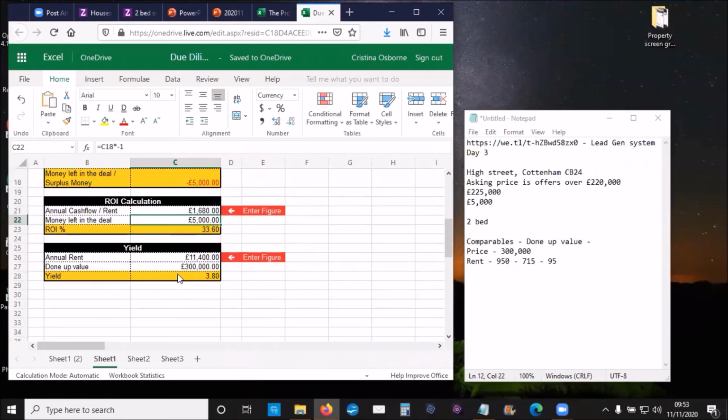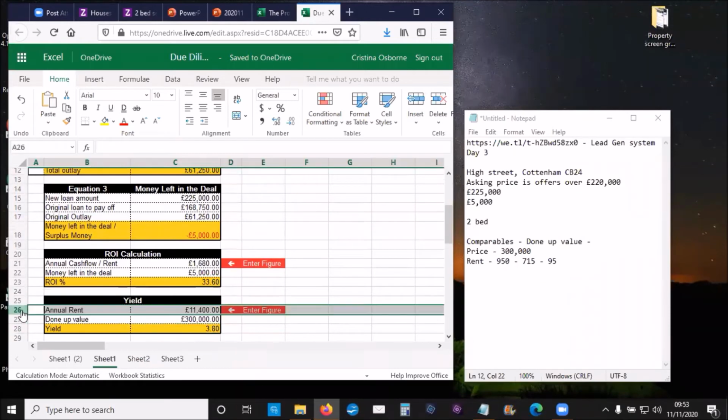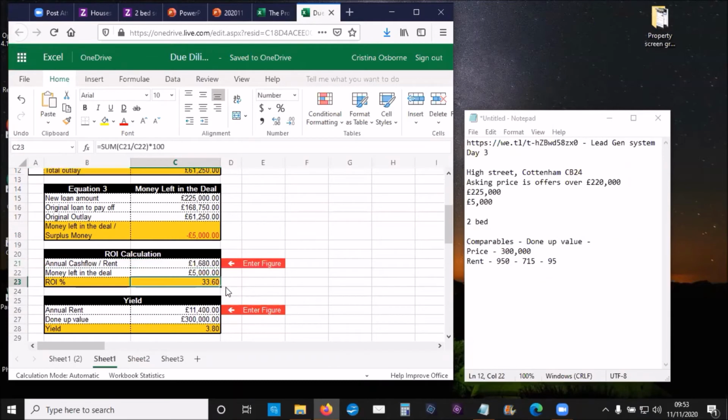So in terms of yield, this doesn't look like a property that has a high yield. However, if the property investor is looking in terms of return on investment, I'd say this isn't such a bad property. In terms of ROI, this is a better property than the other one.